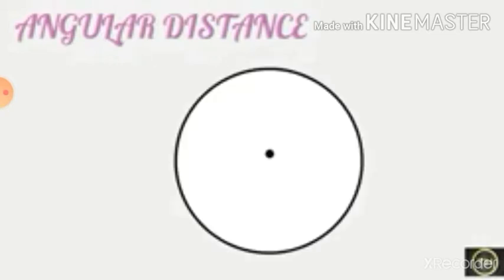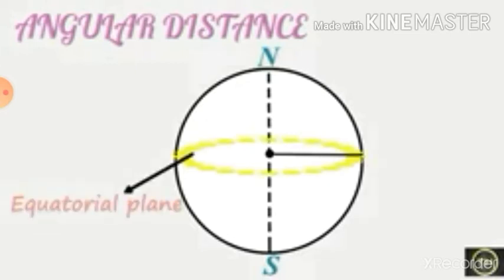Now, we will learn about angular distance. The location of any place on the earth is determined with the center of the earth. In order to do it, we consider a straight line joining a point on the surface and the center of the earth. At the center, it makes an angle with the plane of the equator. The measure of this angle is used in determining the locations.